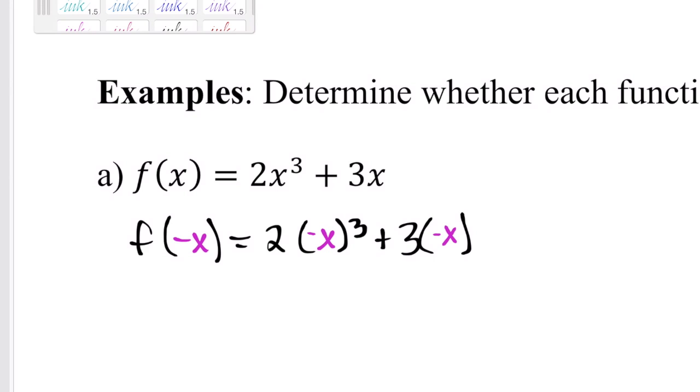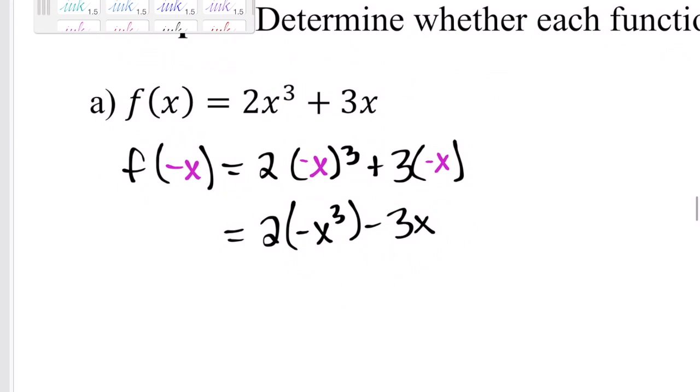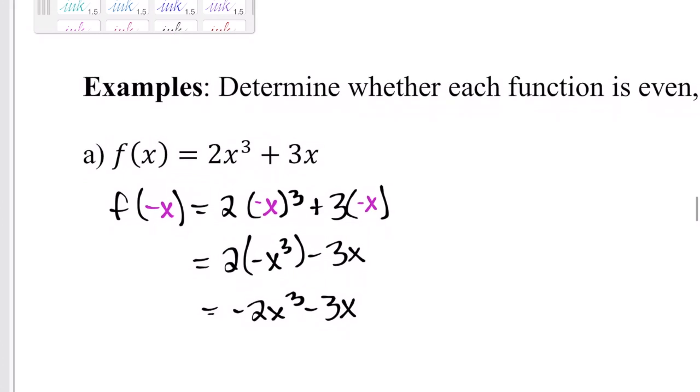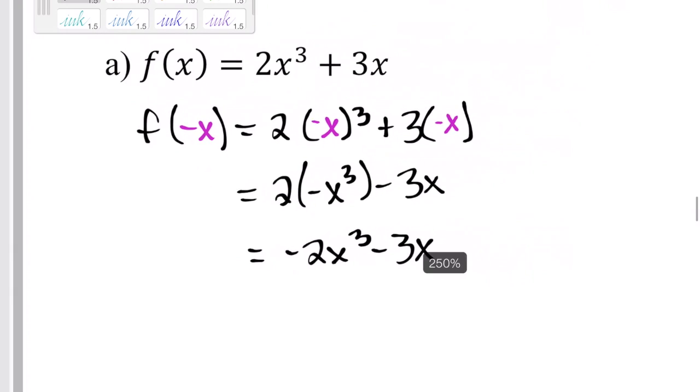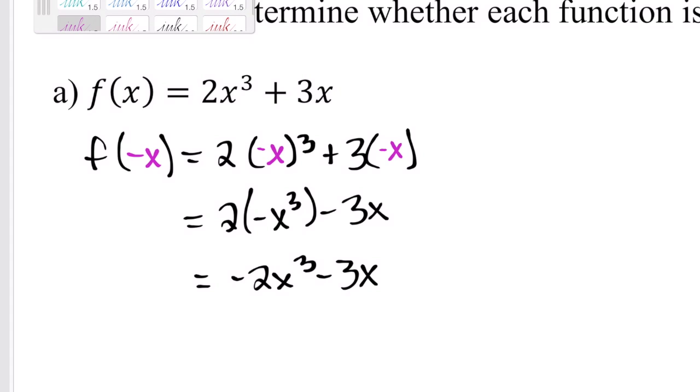So whenever I solve this out, negative x cubed is still going to be that, just negative x cubed. And so that's going to be -2x cubed. So here, this is basically the same. This isn't the same as the original function. So this is not equal to the original f of x. Everything was positive in the original f of x. So because that doesn't work, I know it's not even.